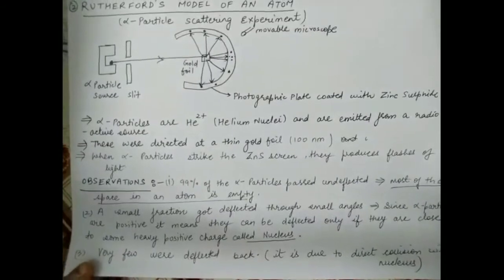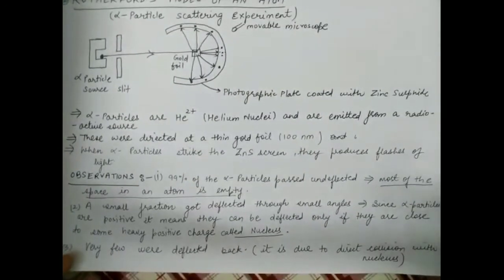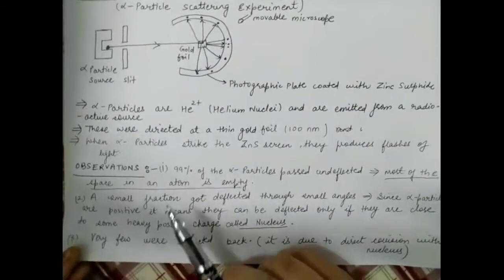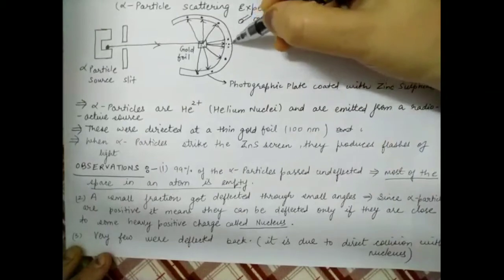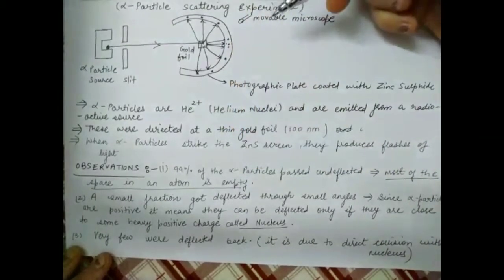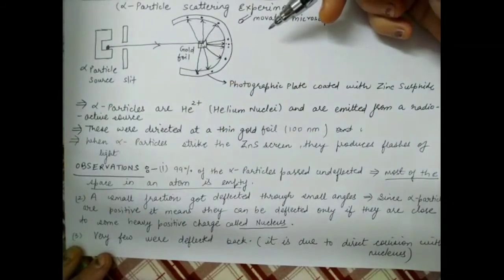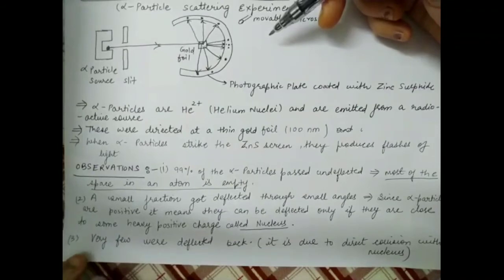Now what are the observations? First, most of the alpha particles, 99% of them, passed undeflected. We can see the maximum number of spots here. It means most of the space in an atom is empty, because alpha particles are deflected only when they strike something. If an alpha particle passes undeflected, it is not striking anything. So most of the space in an atom is empty.